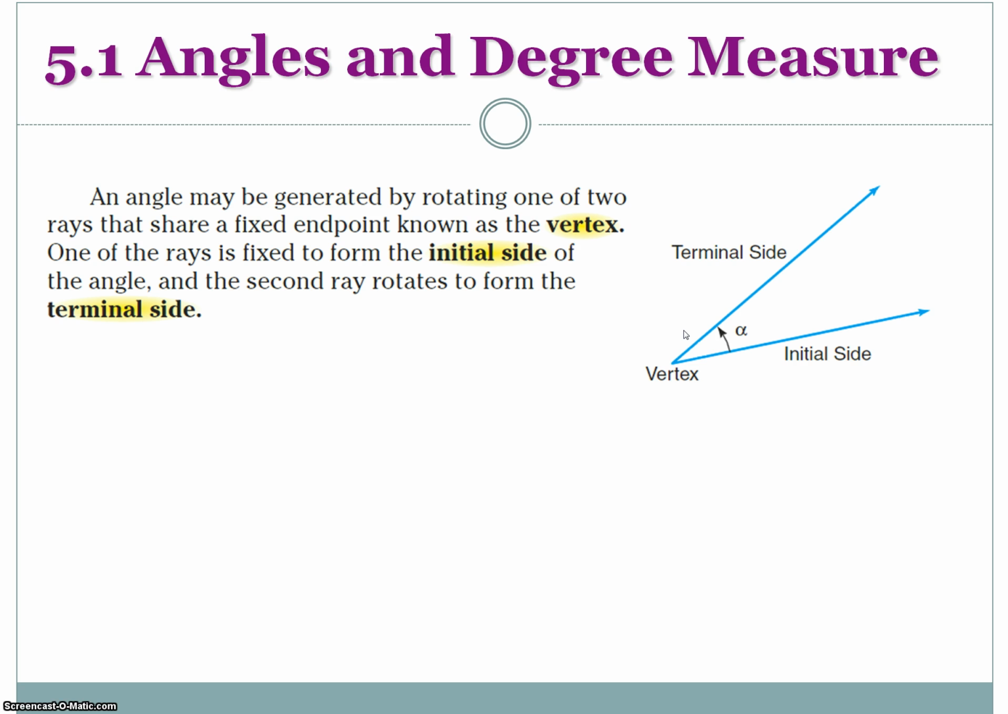So we've got this angle alpha, or you can call it theta, or you can call it x, you can call it whatever you want. And this moved up here until it stopped over here, and that became the terminal side. And then this is the point that it rotates around, and this is called the vertex.